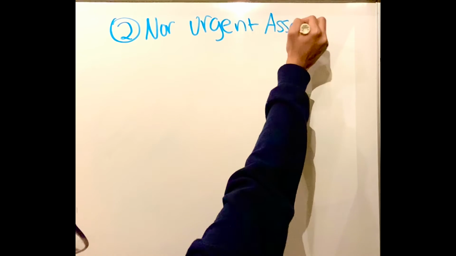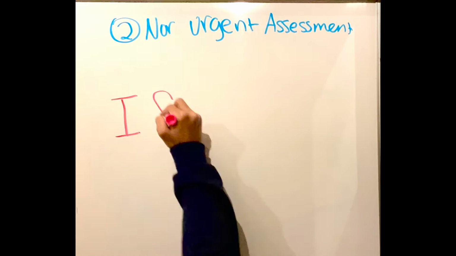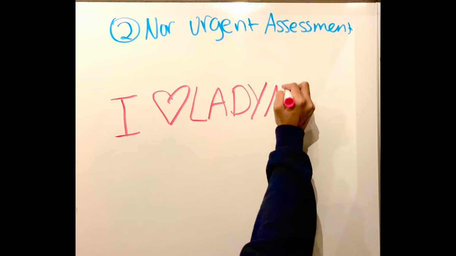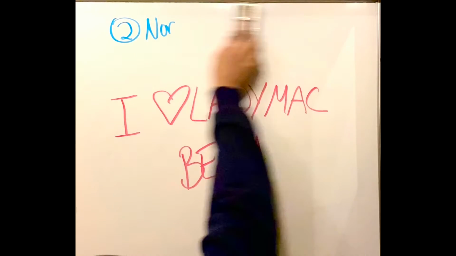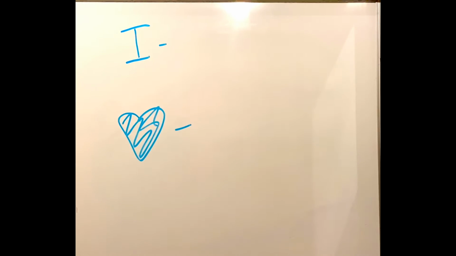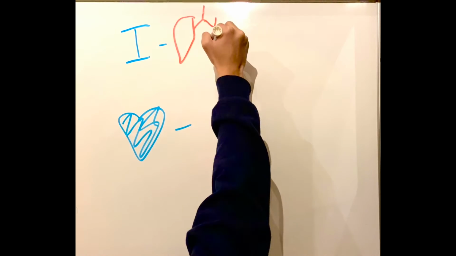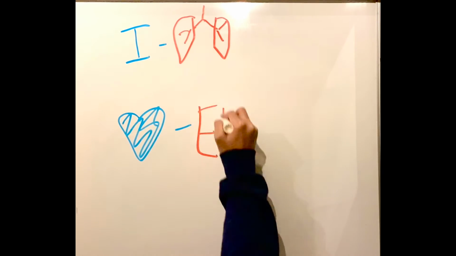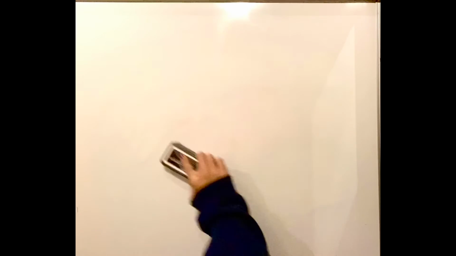Non-urgent assessment is guided by either history or medical exam. This is done with the acronym I HEART LADY MACBETH. The I stands for immunologic, which could be an example of having lupus in which the immune system attacks healthy tissues. The heart stands for heart cardiac rhythms, and it is done by using an EKG.